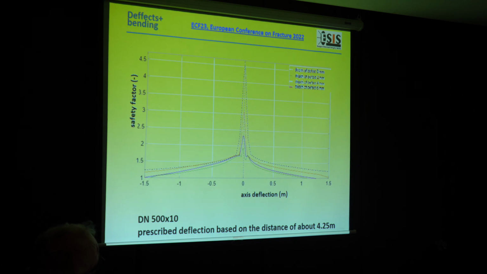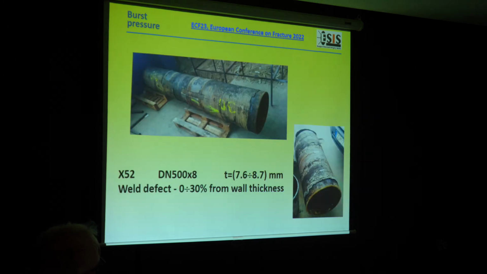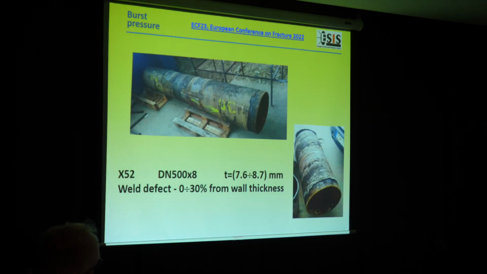It's possible to say it is probably like a new standard for these industrial cases of pipelines with these additional factors. This is the evidence of reality. This is the real pipe, 0.5 meter, 8 millimeter thickness, real thickness from 7.6 to 8.7, and the weld defect inside in the root of the weld is up to 30%. This is the reality of the pipe.